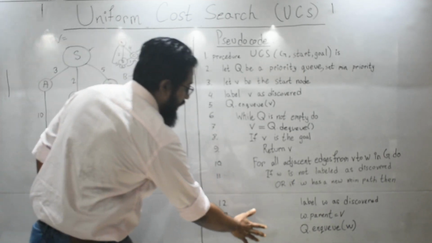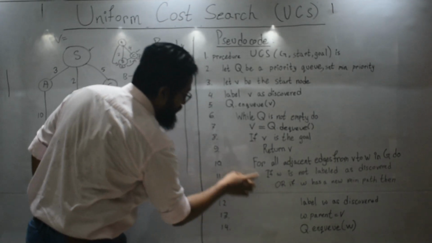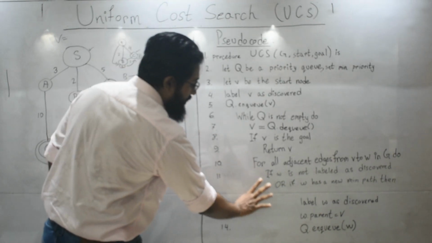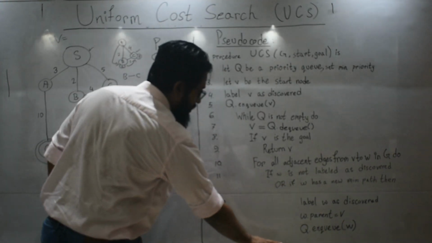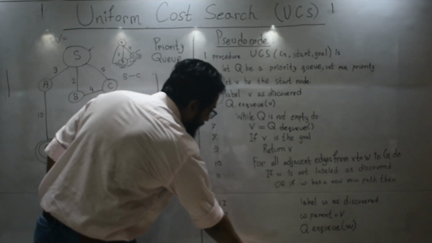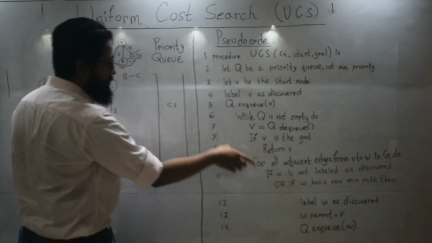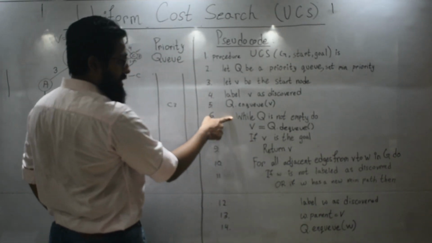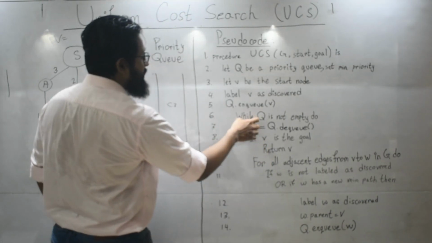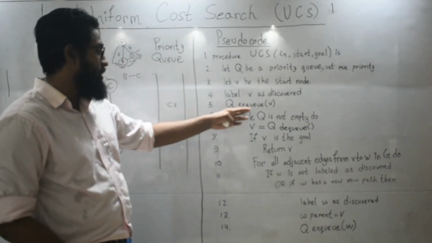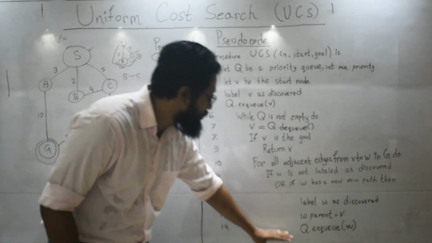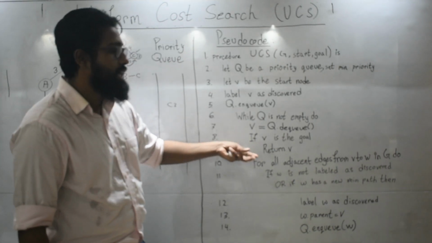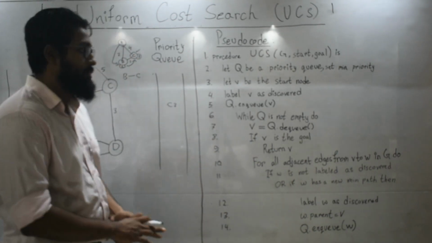Now, after you have finished all these, you will keep doing it in this for loop for all the neighbors of G. After all the neighbors have been exhausted, you will jump to line number 7 and continue this bigger loop until your queue has been empty. Once your queue is empty or you have reached the goal node, that's when your program will stop.